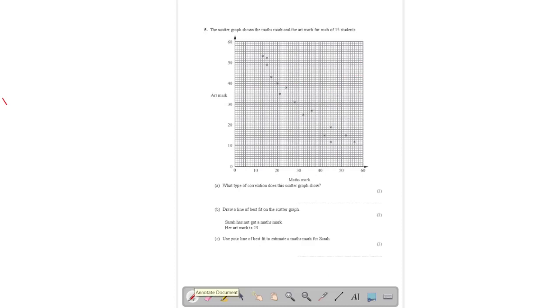The scatter graph shows the maths marks and art marks for each of 15 students. What type of correlation does the scatter graph show? So let's draw the line of best fit. We can see as the maths mark increases, the art mark decreases. So you could understand probably they're spending more time on maths and less time on art. What type of correlation is this? Negative correlation.